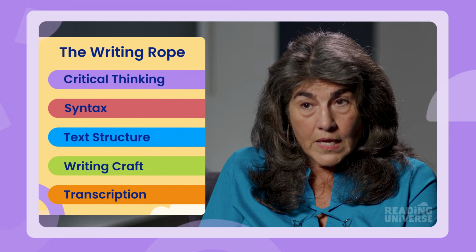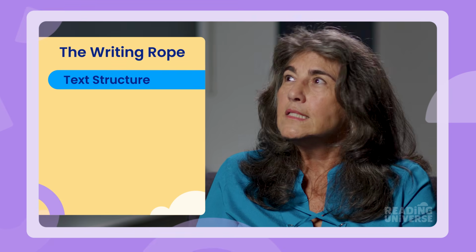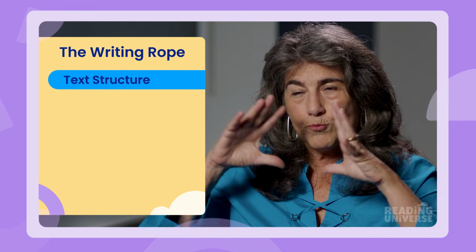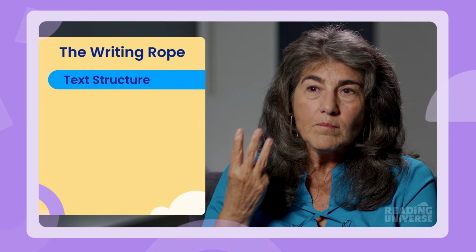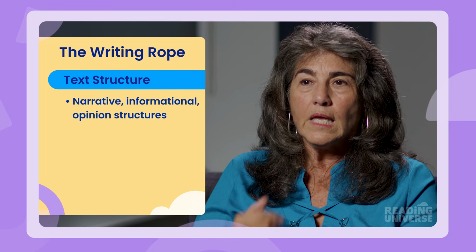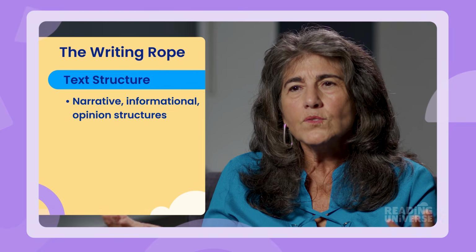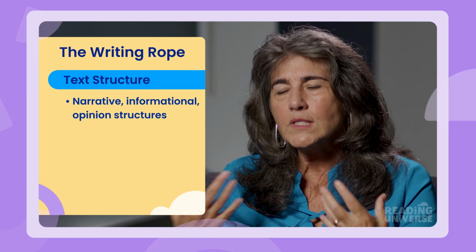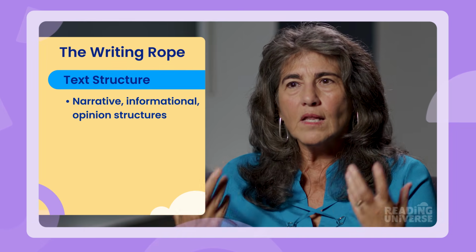The third strand of the writing rope has to do with text structure. And this can cover really broad levels of text structure. So, for example, if you think about the 3 major types or genres of writing, the narrative, informational, and opinion or argument, if you're an older student. What are the structures that represent those 3 types? How do you write an introduction for each of them, or a conclusion? How is the body developed?